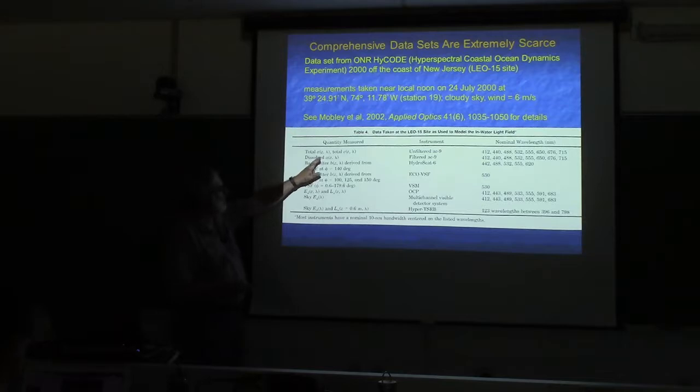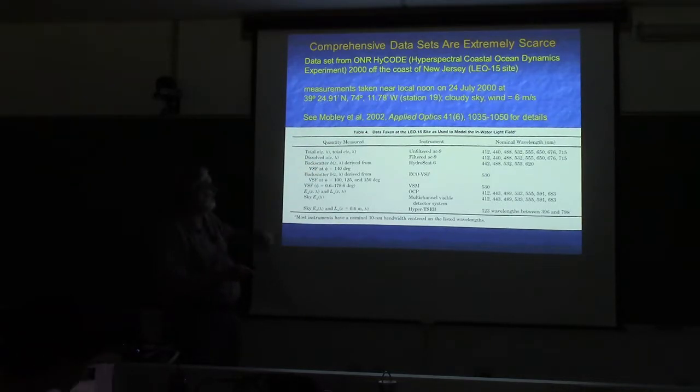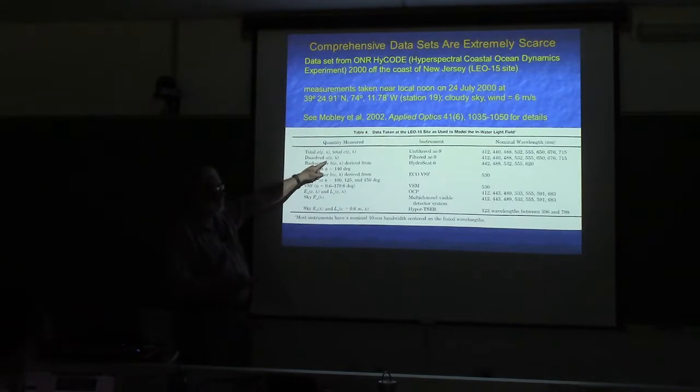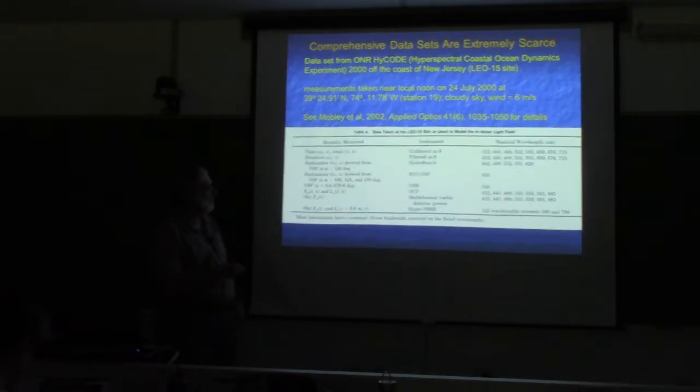We had absorption and c from an unfiltered AC9 at those wavelengths. We had dissolved absorption from a filtered AC9. We had backscatter from a HydroScat-6 at those 5 wavelengths. We had the VSF at 100, and that actually uses the VSF at 140 degrees. We had backscatter derived from VSF measurements at 100, 125, and 150 degrees at 1 wavelength from an ECO VSF.